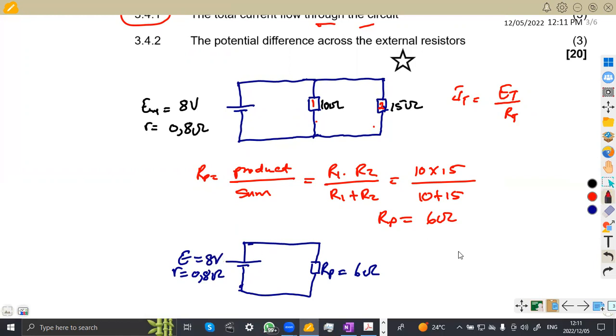So as we can see now, to calculate the total resistance of the circuit, it is the internal resistance that is left and that combination of RP that we got here of 6 ohms. So we're going to add RP. All right, so that's it. R, which is 0.8 plus RP, which is 6, is going to give us 6.8 ohms. So this is the total resistance.